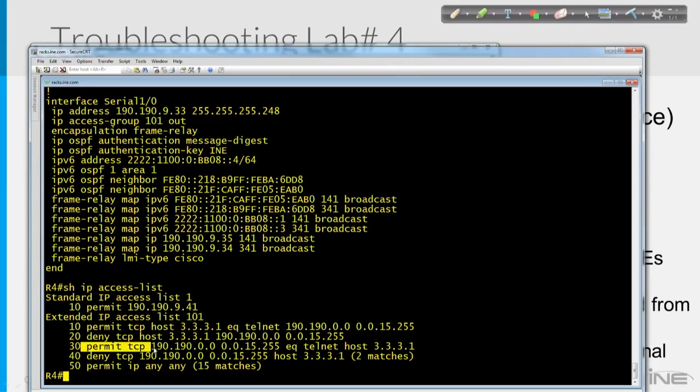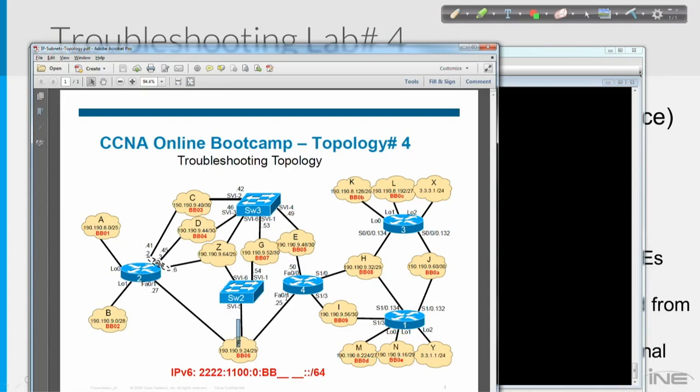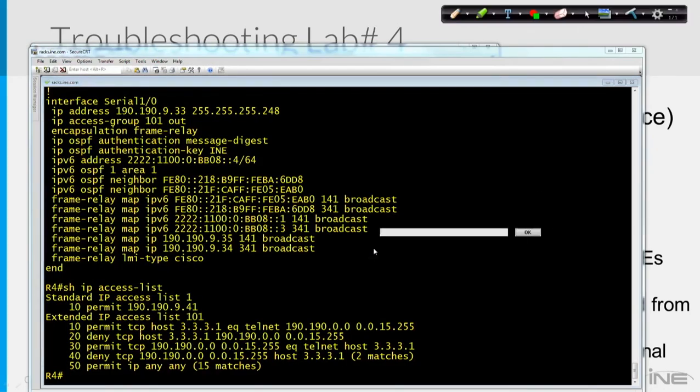Permit TCP from 190.190.0.0 with wildcard 15.255. All right, so now we have to pause for a second and ask, will that actually match packets that are sourced from right here? Because that's the source of our packets. Will it match those? 190.198.0. So let's take a look. We have 190.198.1. That's going to be the source address of those packets. So the question is, will this match that?